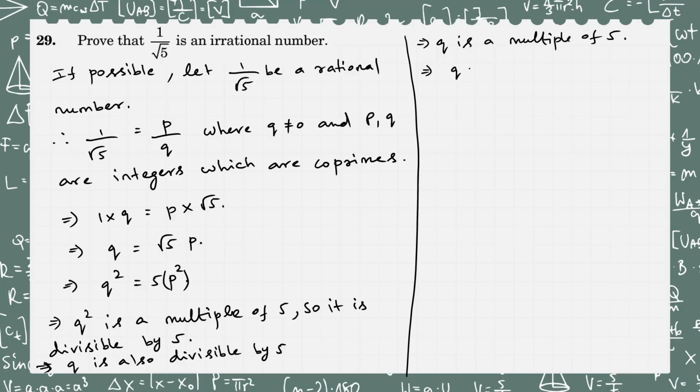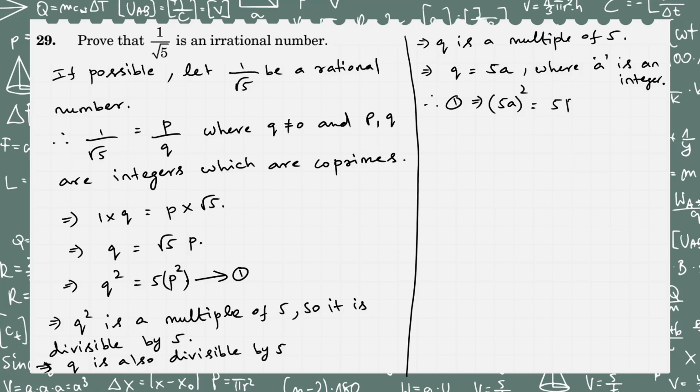Then only it will be divisible by 5, right? So that implies q can be written like 5a because it is a multiple of 5. 5 into some number will give you the value of q. So q equals 5a, where a is an integer. Now we will name this equation 1. Therefore, from 1, q's value is now 5a. So 5a whole square, which is q square, should be equal to 5p square.